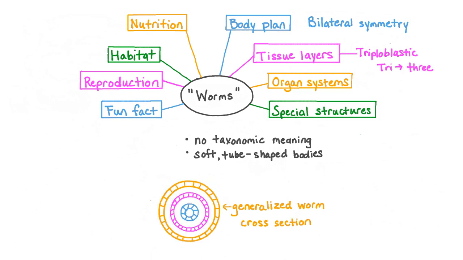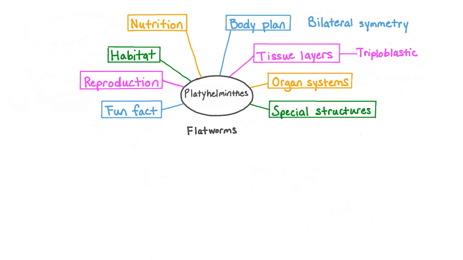All of the remaining phyla we will discuss in this video have members that are triploblastic. The prefix tri means 3, which refers to the 3 embryonic tissue layers present in these organisms, shown here in a cross-section of a generalized worm body. The first of the worm phyla is Platyhelminthes, commonly called flatworms.